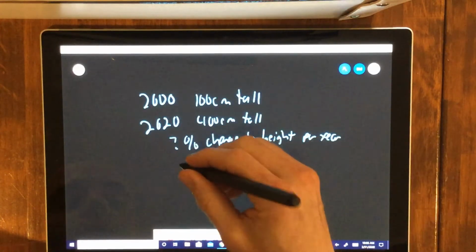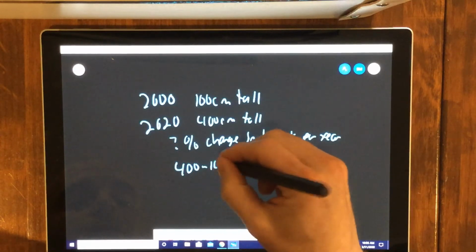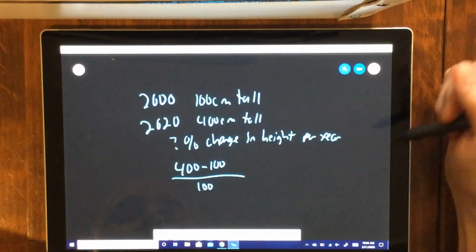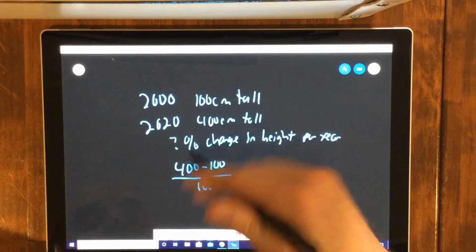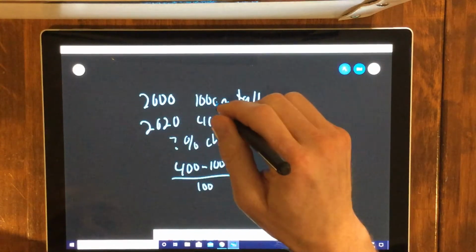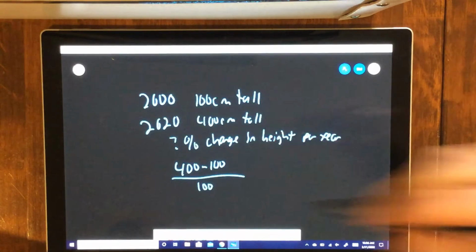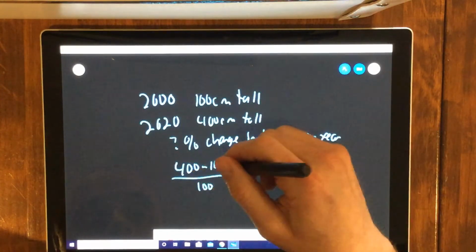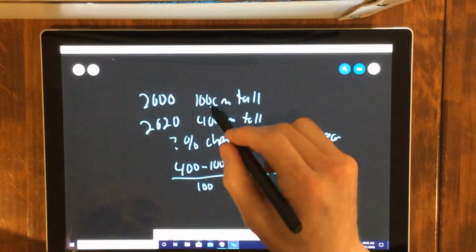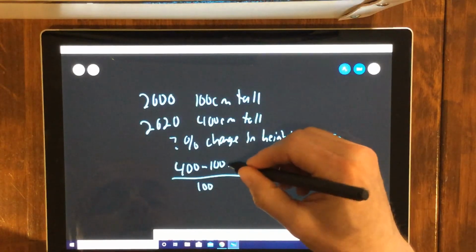All right, so 400 minus 100 over 100. This is just like that first problem we did. So it's increased well over 100%, right? Because it started at 100 centimeters, and now 20 years later, it's 300 centimeters taller. So 300 divided by 100 times 100. I know there's a lot of 100s because I used the 100 there. So you have 400 centimeters.